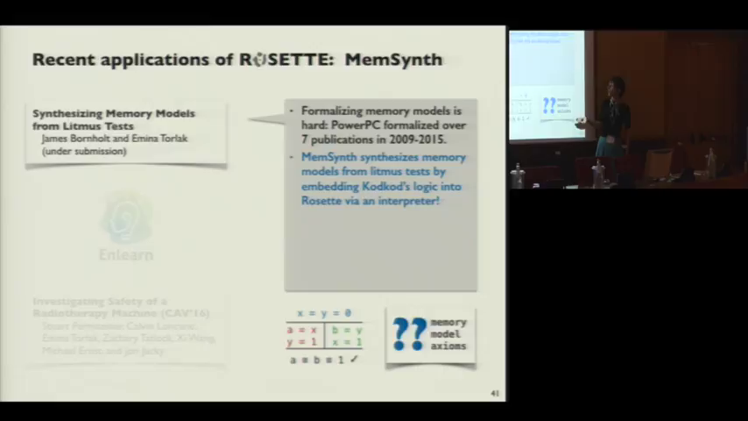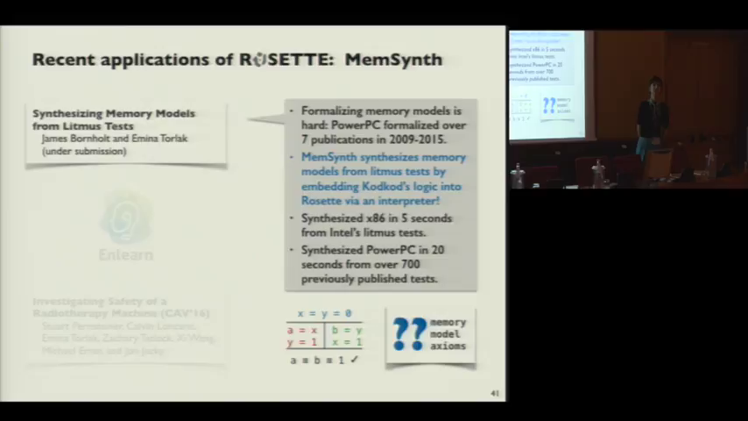James has used MemSynth to synthesize the x86 memory model in about 5 seconds from the litmus tests that are specified in the Intel developer manual. The other thing that MemSynth can do, which is really cool, is not only can it give you this memory model, it has also found that the litmus tests given in the Intel manual are incomplete. They don't fully specify the x86 memory model. We can actually generate the remaining tests that are missing. There are about 4 of them.